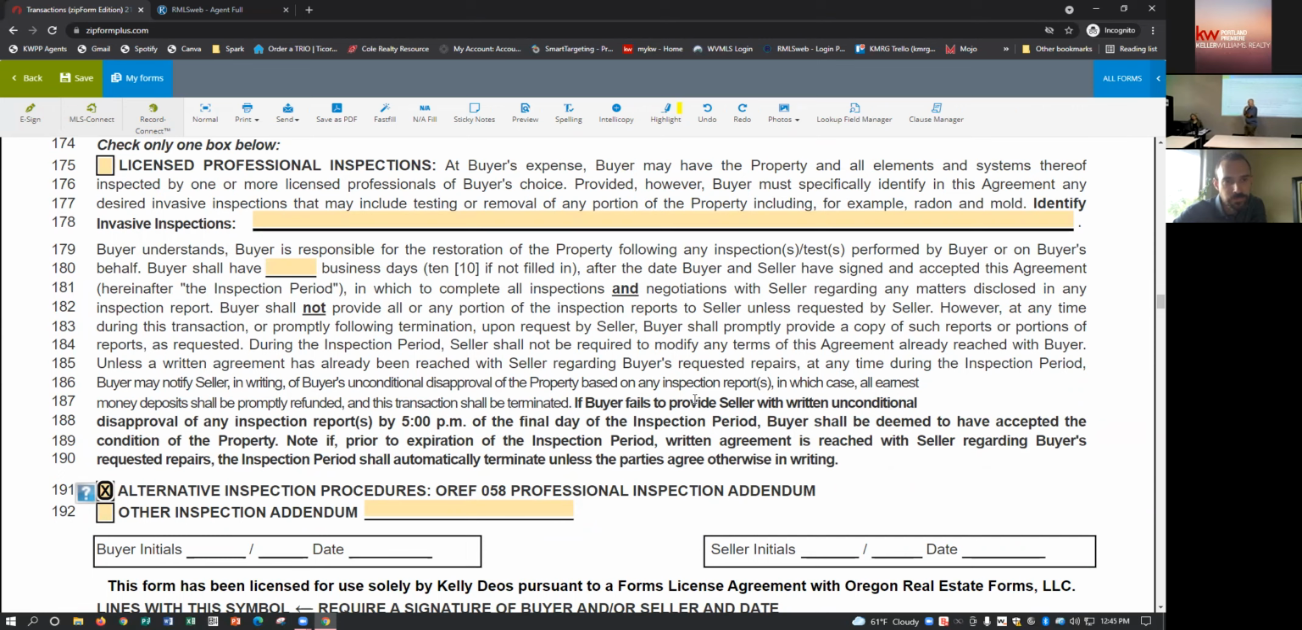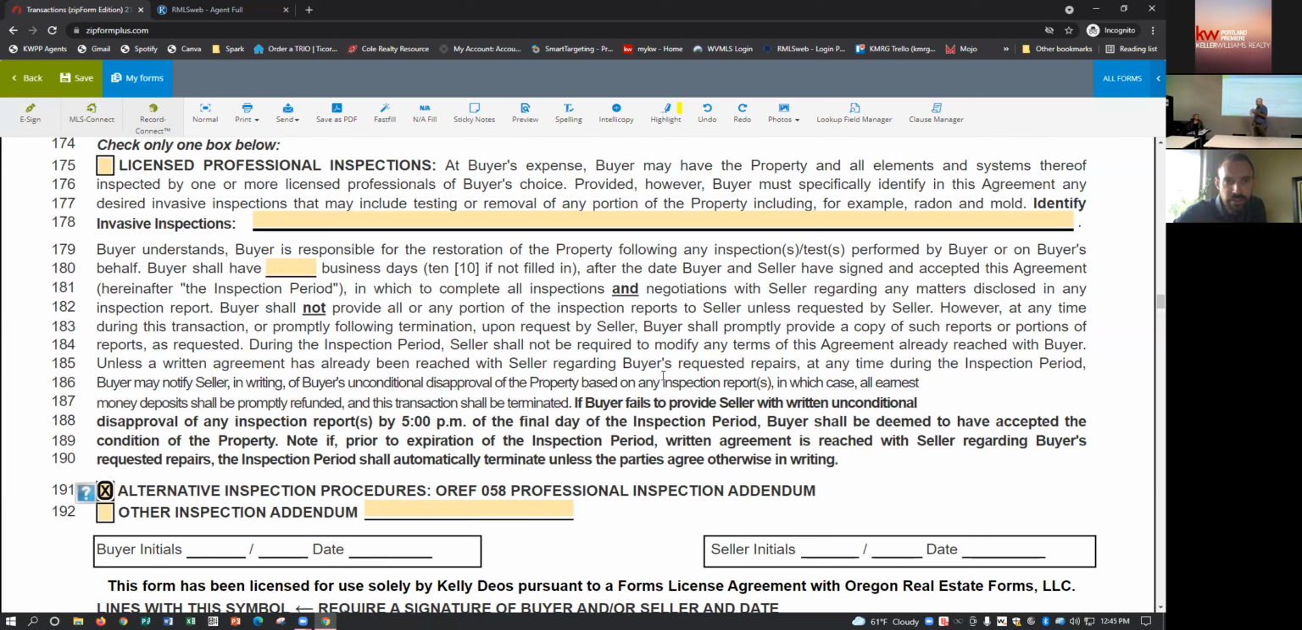People put timelines on it. I saw one the other day that said, seller shall make this repair immediately. And then down below, it said, done 3 days before closing. I was like, well, which is it? Is it done immediately or is it done 3 days before closing? Probably the latter. And usually you want to give them as much time as possible, give yourself time to go back and inspect it to make sure it's done right.